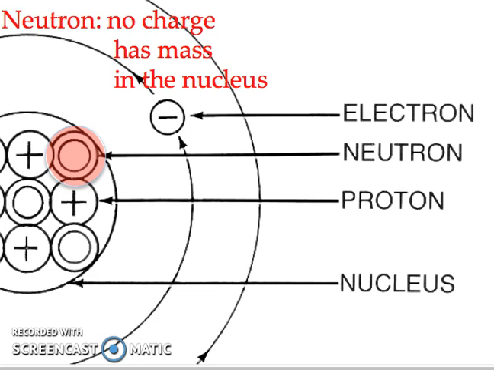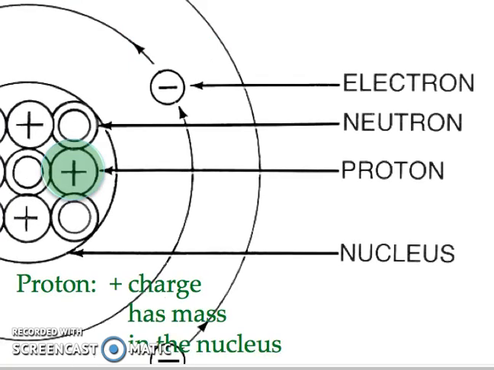The neutron has no charge. That's why it's called neutron. Sounds like neutral. It has mass, and it is inside the nucleus. The proton has a positive charge. It also has mass, and it's also inside the nucleus.